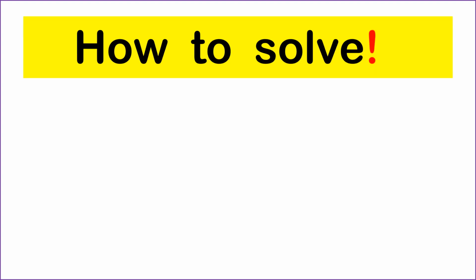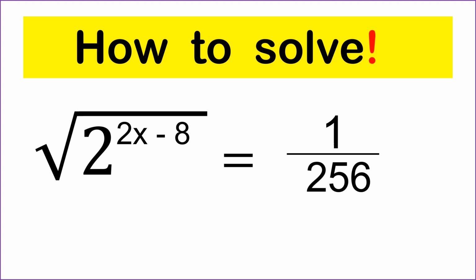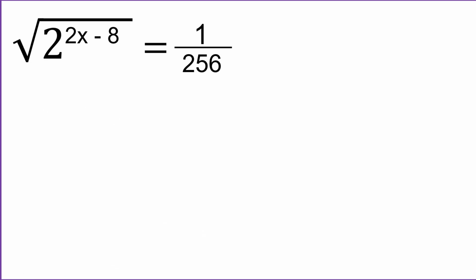In this video, we are going to discuss how to solve this algebra equation with square root. So we have this one, square root of 2 raised to 2x minus 8 is equal to 1 over 256. How to solve this algebra equation, we will discuss it step by step. This is one way to solve this algebra equation with square root.